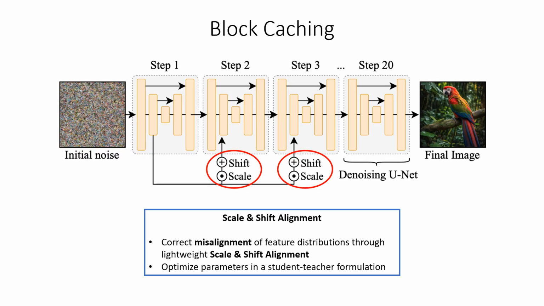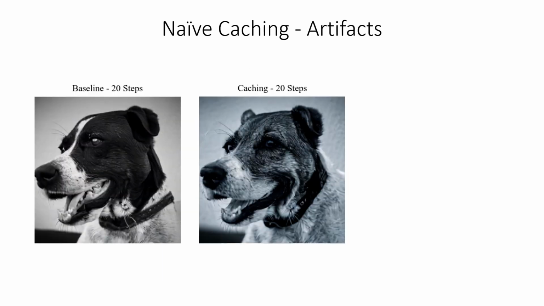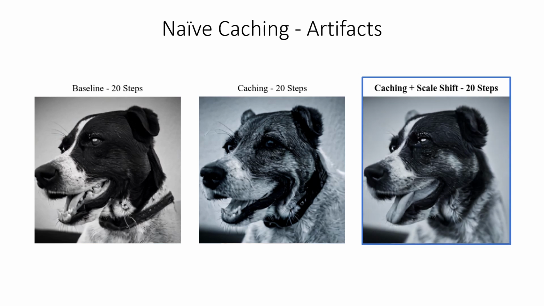To solve this issue, we introduce a lightweight scale shift alignment step. The parameters of this alignment are optimized in a student-teacher fashion, and the extra cost during inference is marginal. As you can see, scale shift alignment fixes the artifacts issue. The image generated with caching now has the same visual quality as the baseline, while being significantly cheaper to generate.